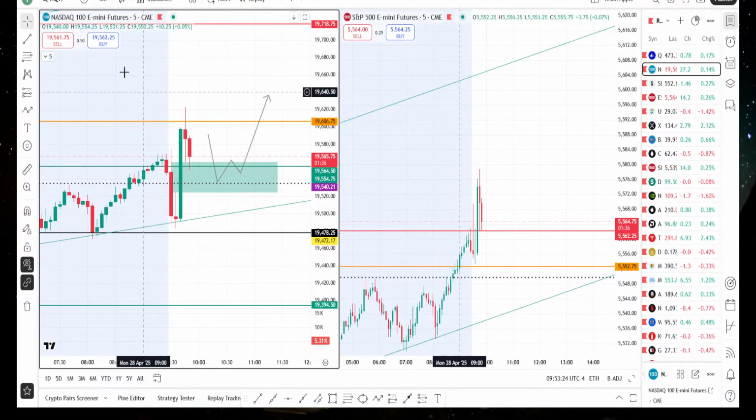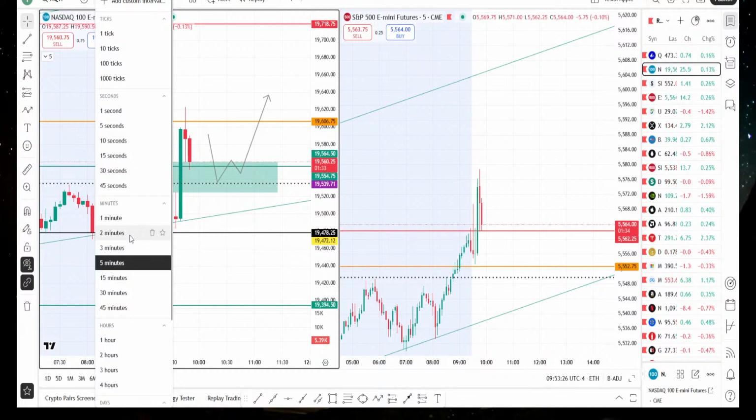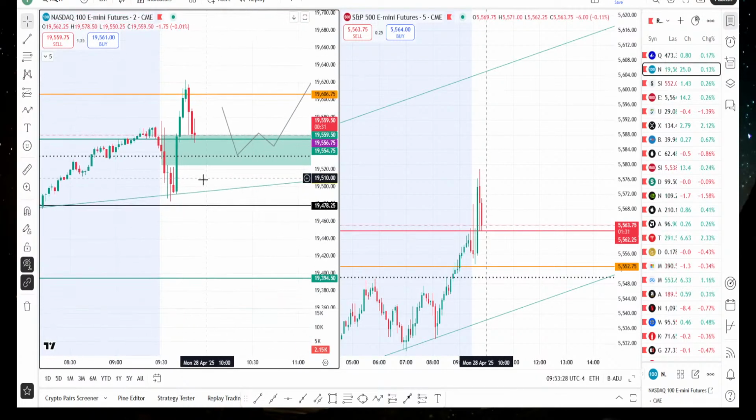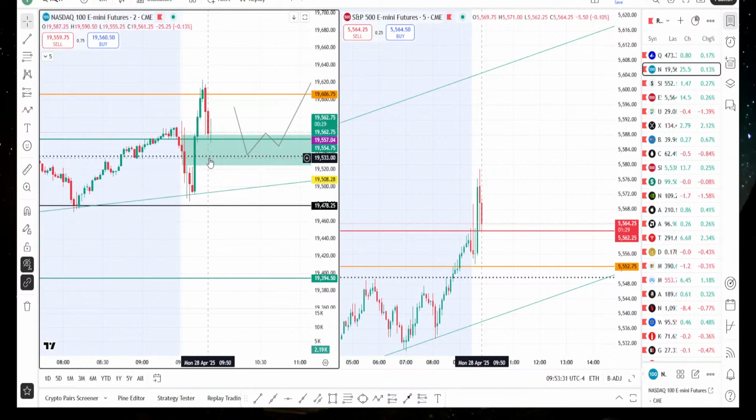Will the buyer step in? That's what we want to know. Will they hold above yesterday's close? I mean, Monday's. Oh, sorry, Friday's. Will they hold above Friday's close?